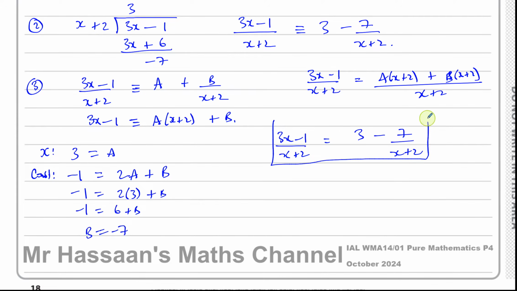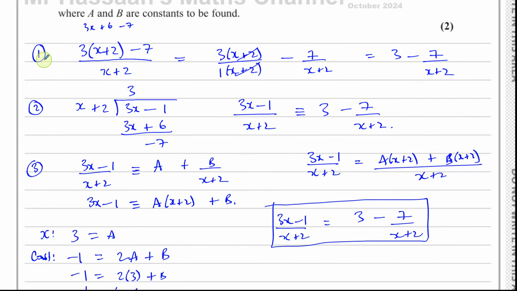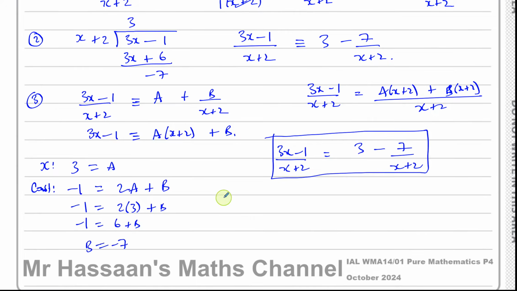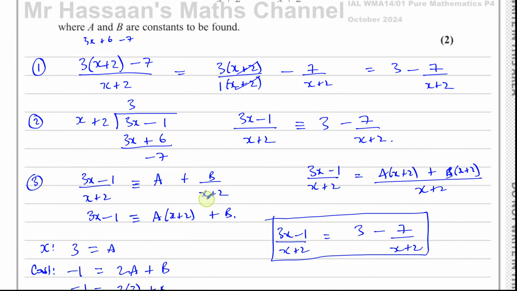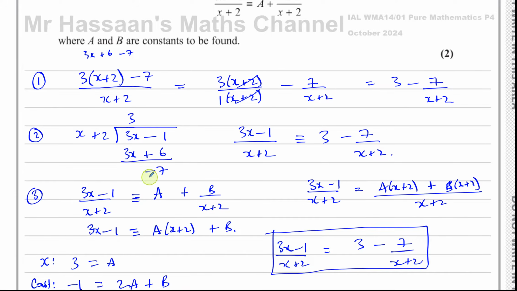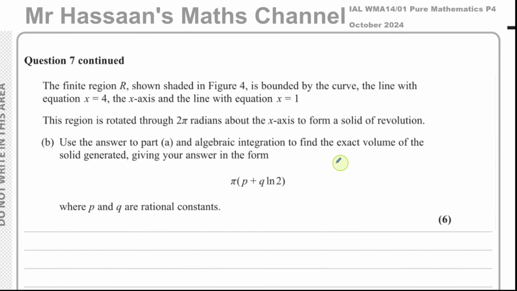So whichever way you want to use is perfectly fine. I personally, in simple examples, like to use the first method. If it's a bit more complicated, I would use the second method. The third method is something we have to get used to in certain cases of partial fractions, which we're going to deal with probably in other questions. But we have to have some understanding of this method for P4. For this particular question, any of these three methods would be perfectly fine. So we end up with 3 minus 7 over x plus 2. Okay, that's part A.